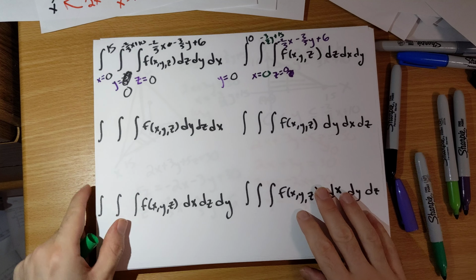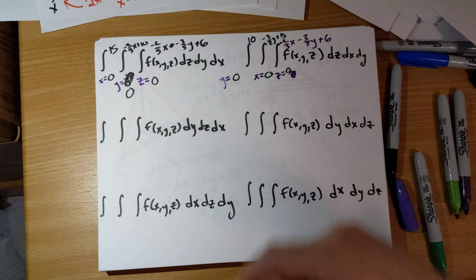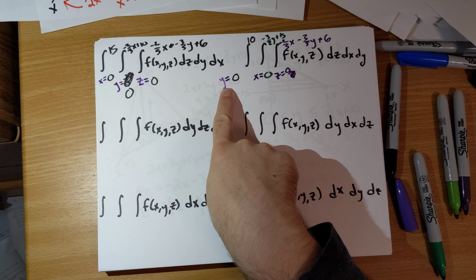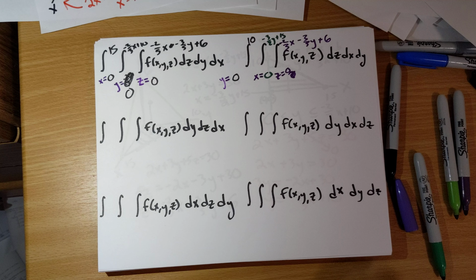These are our bounds in this order here. So note once again, the outside bounds are constant. The x bounds can depend on y, but can't depend on z. Z bounds depend on both x and y.